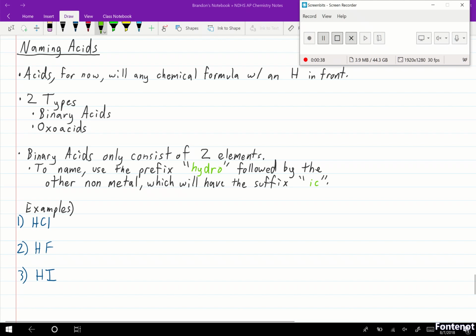Binary acids, binary means two, there's literally just two things in there, and one of those things is going to be an H, so it's just going to be some other non-metal attached to it. Oxoacids are going to be any acid that has H in front of it, but they will also include polyatomic ions, the ones that have oxygen attached to them because they're oxoacids.